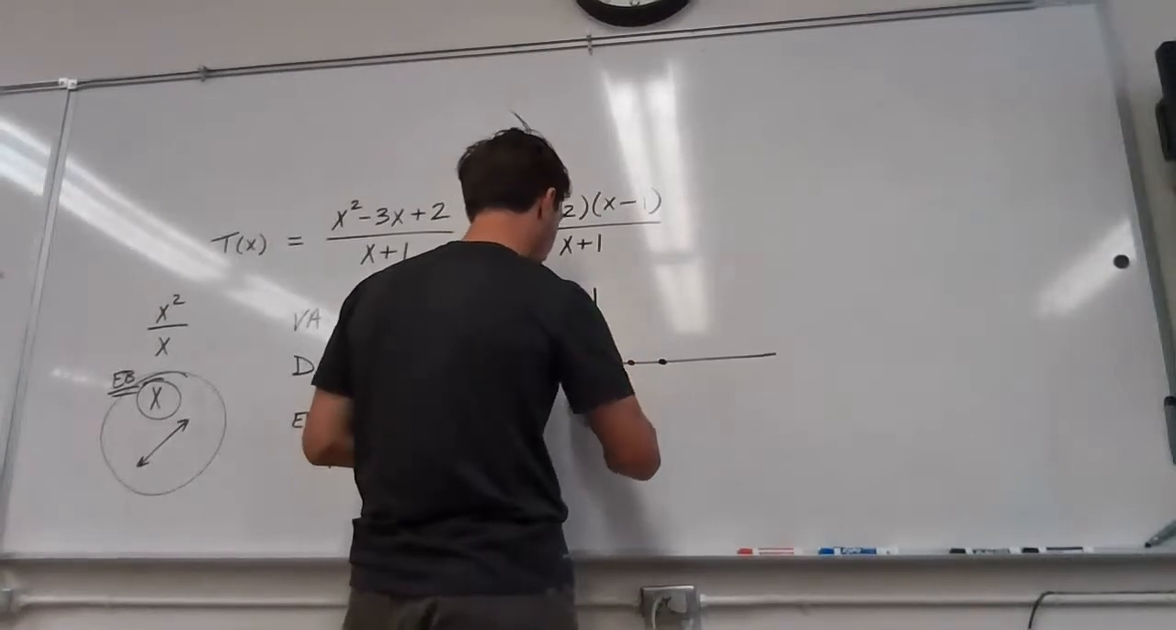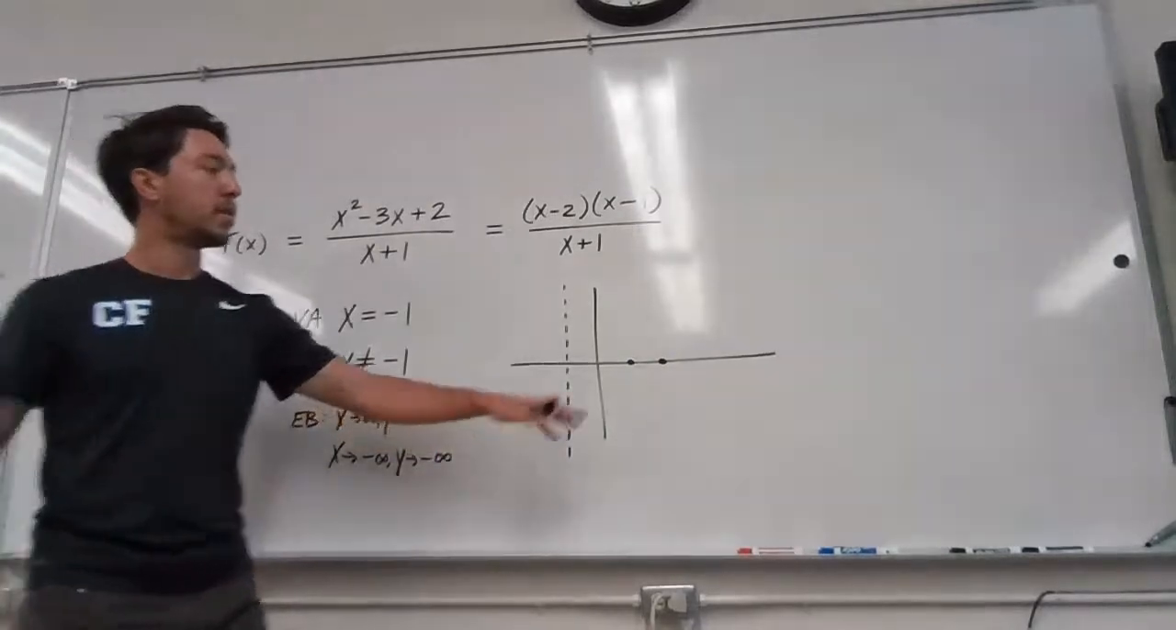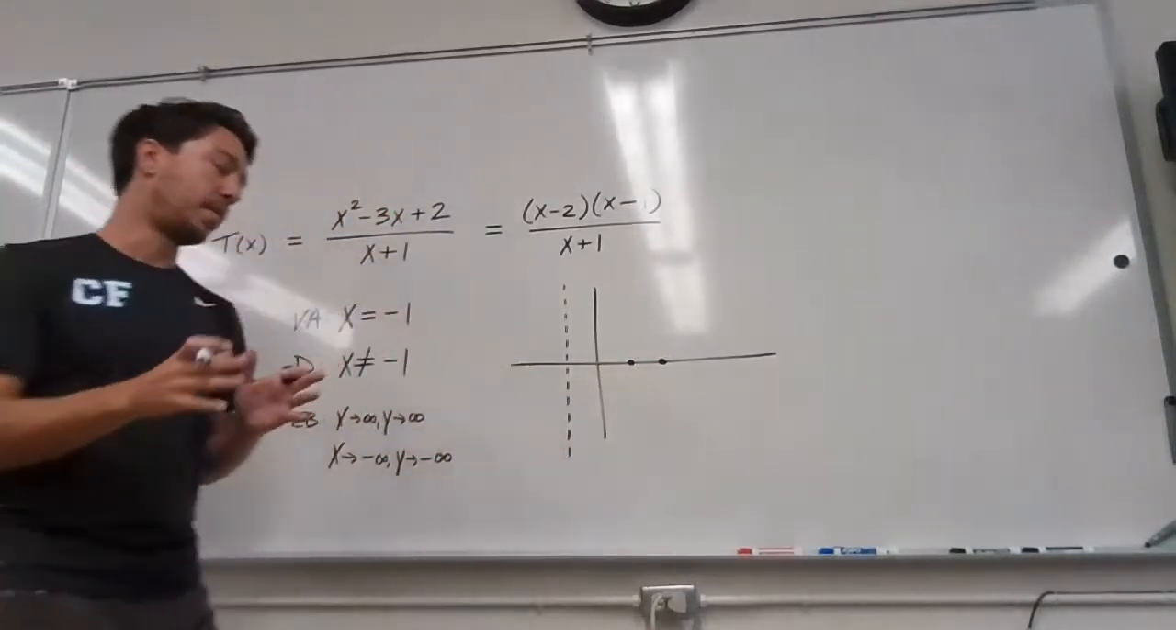Hey, what did that look like? I guess I found it. Okay, so asymptote at negative 1, and 1 and 2 are the x-intercepts.